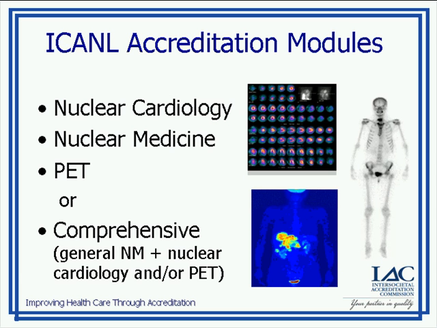So the first thing I want to talk about is what do we accredit? The IAC has 3 accreditation areas. The first is nuclear cardiology. We accredit in nuclear medicine, general nuclear medicine. We accredit in PET. And then we have comprehensive accreditation, which is 2 or more of the previous list.